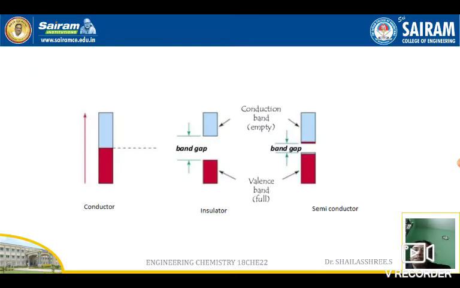See here, conductor: see the band gap, almost nil gap, so the electrons can jump easily. A semiconductor is in between a very good conductor and an insulator. See the band gap in an insulator here. So when you take nanomaterials, nanoparticles, their band gaps will become much more compared to the bulk substance, so they will be acting as semiconductors or insulators.